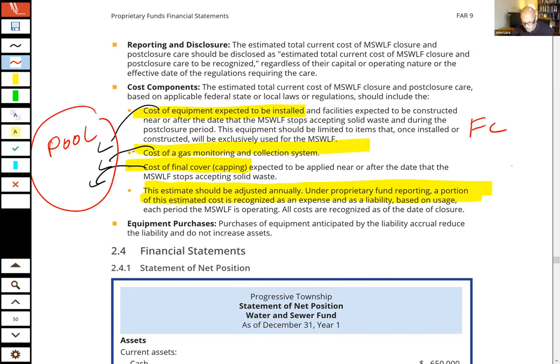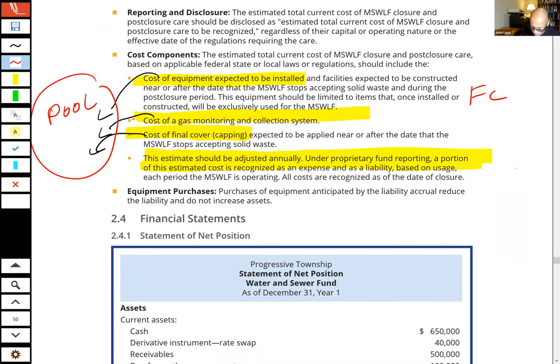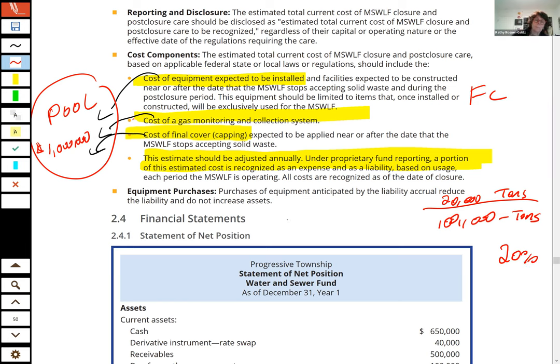But let's just use a little numeric example. Let's say I put $1 million of cost constituted of these items into this pool, right? So what happens? Say in the first year that I'm using this, I feel that I can put 100,000 tons of garbage in this thing. And so I have 100,000 tons as the denominator. Not a trick question. Let's say I put 20,000 tons. Well, how much of the capacity of that thing have I used? Not a trick question. I've used 20%.